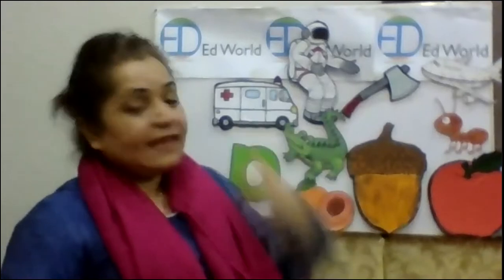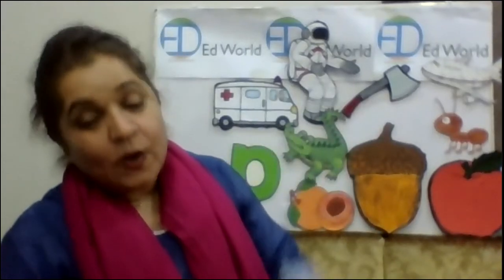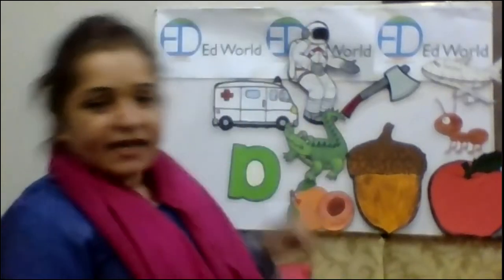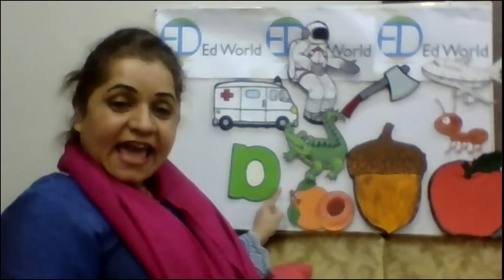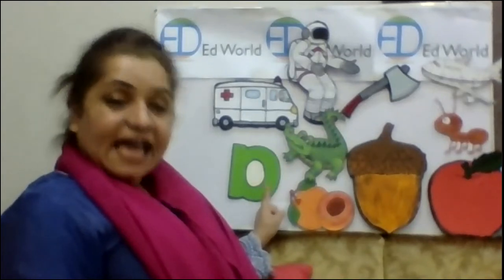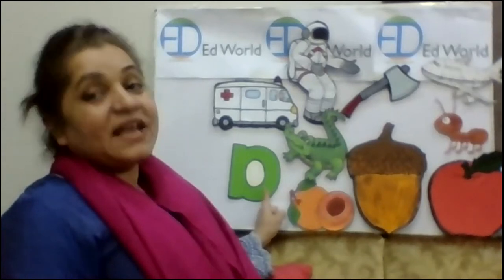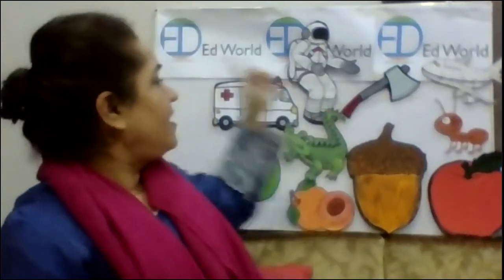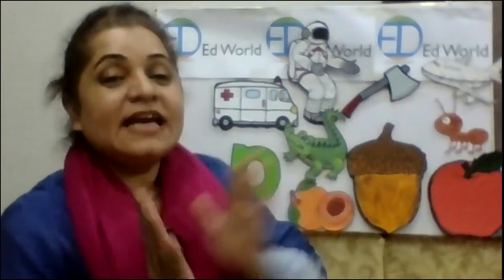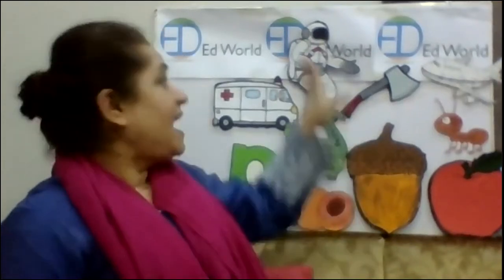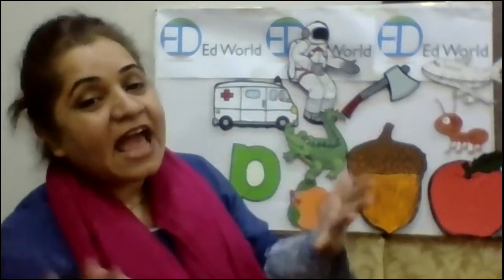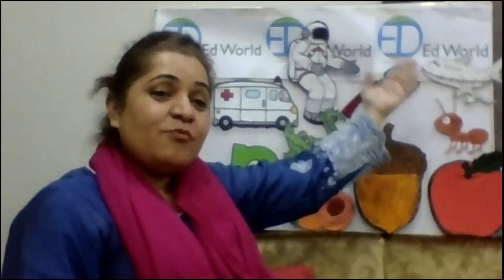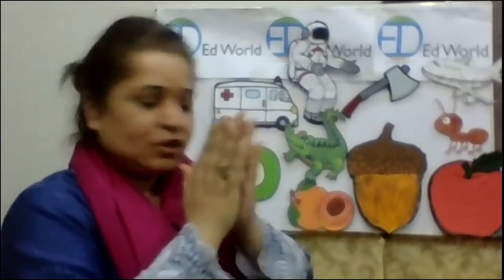Okay, all of you say the name and the sound of the letter together and the names of the pictures, right? Okay, the name of the letter is A. And the sound of the letter is A, A, A. Yes, A for ambulance, A for apricot, A for alligator and astronaut, A for ax, A for acorn, A for aeroplane, and the apple. Wow, so good, lovely.